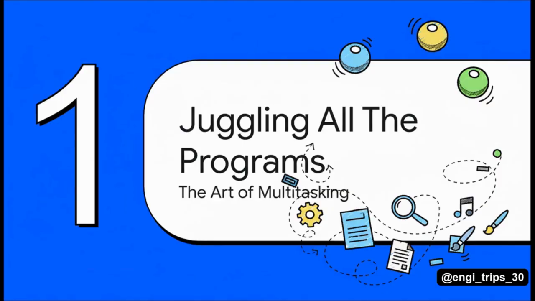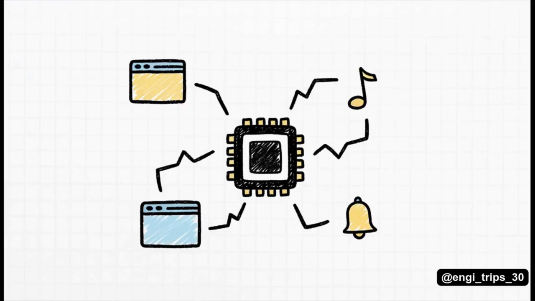The first, and maybe the most obvious job of the OS is to handle all the things we want to do at once. It's a master juggler, really. I mean, just think about it. Right now, you might have a dozen tabs open, maybe some music playing in the background, notifications popping up, but a computer's main processor, its CPU, can fundamentally only do one single thing at a time. So, how is this incredible multitasking even possible?